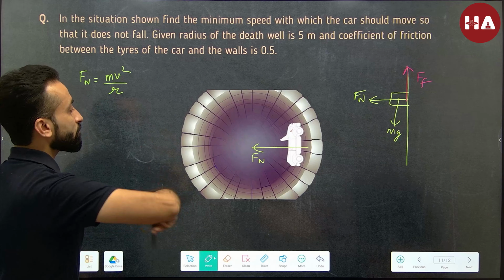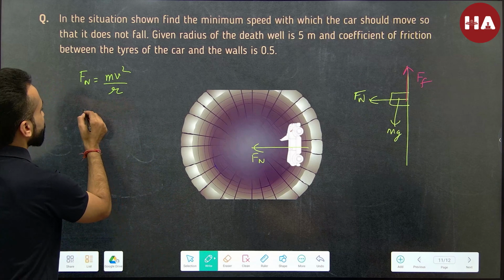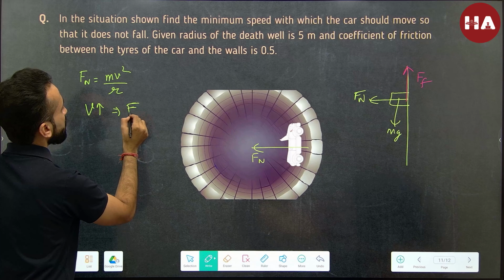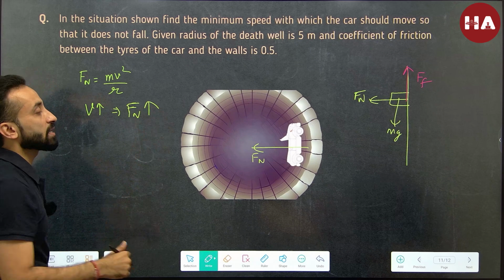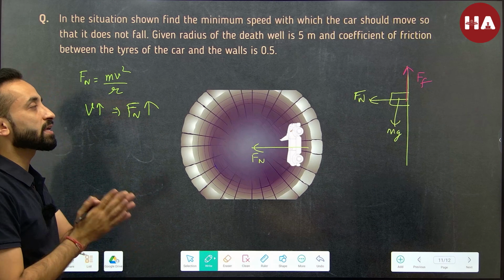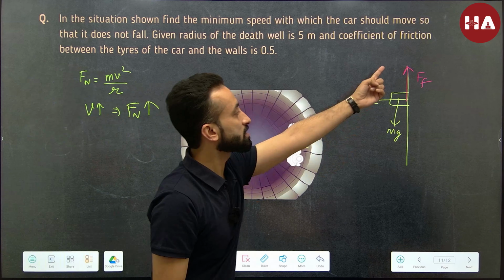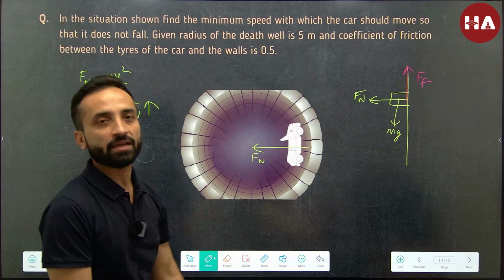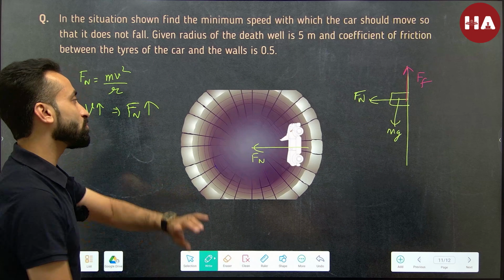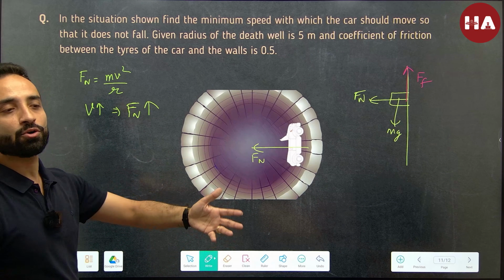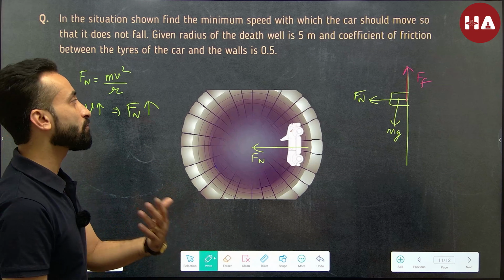Because if you drive fast, the normal contact force will also increase, and if the normal contact force increases, then you get more cushion, you get more friction, and this friction is stopping you from slipping on the wall. That is why you need to drive fast, so that you get more contact force. More contact force means more friction.